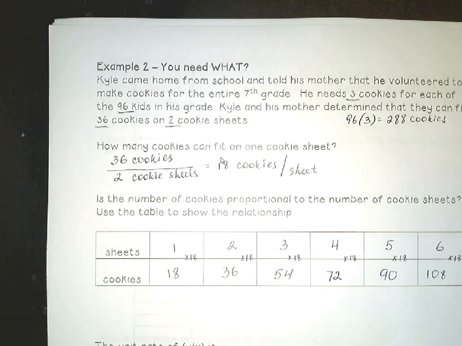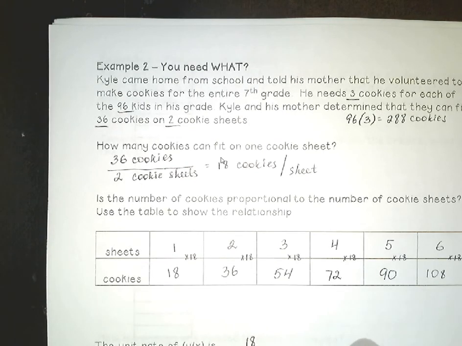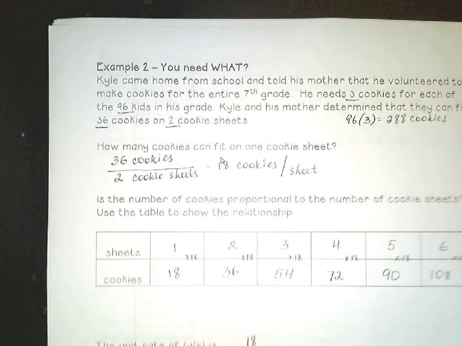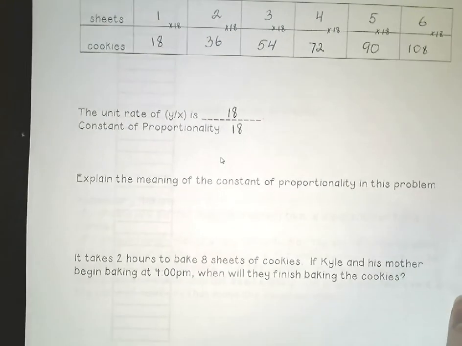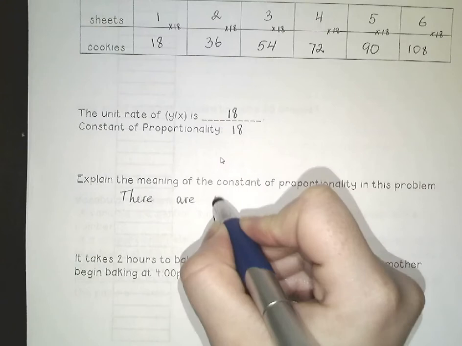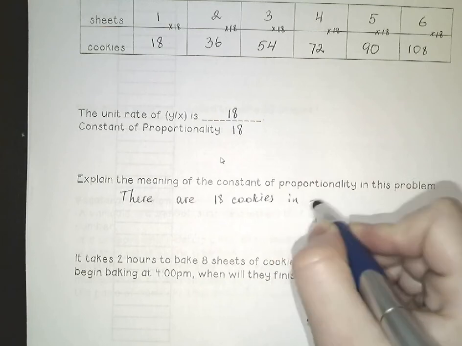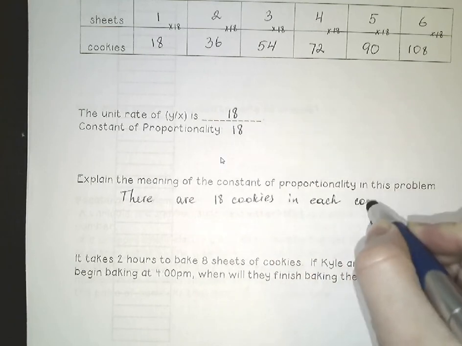So let's see. Well, first of all, we know it is a proportional relationship, right? Because we have a constant unit rate of 18 cookies per sheet, and our constant of proportionality is 18. So the unit rate is 18, and the constant of proportionality is 18 as well. What does the constant of proportionality mean in this problem? There are 18 cookies in each cookie sheet.